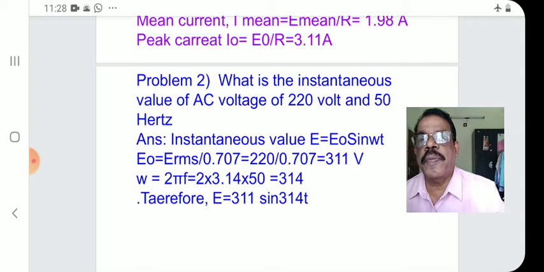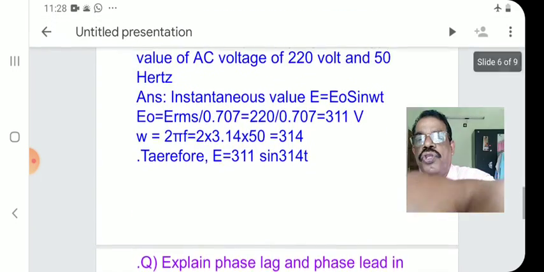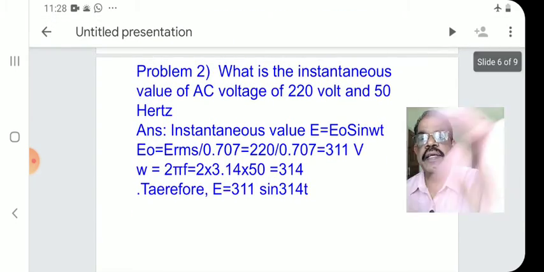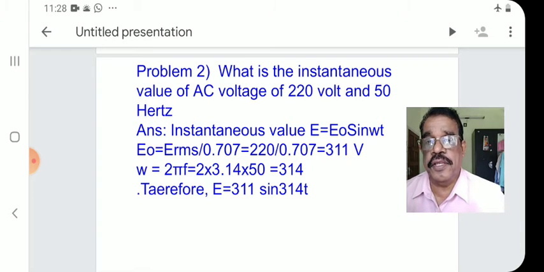You will hear problem number 2. What is the instantaneous value of AC voltage of 220 volt 50 Hz? If we write 220 volt 50 Hz, how do we write its instantaneous value? We know the equation E = E0 sin omega t.